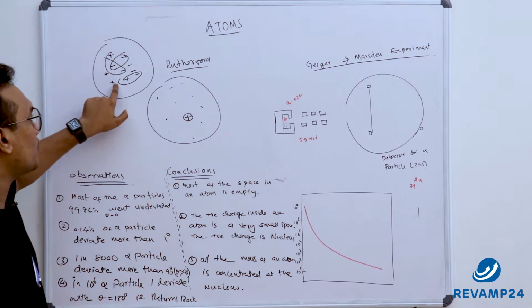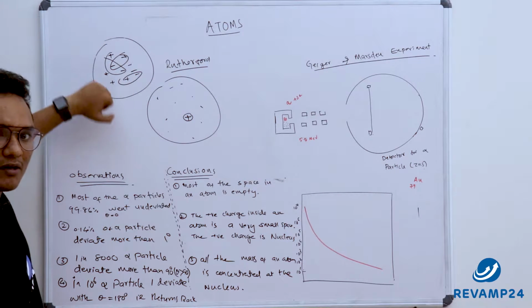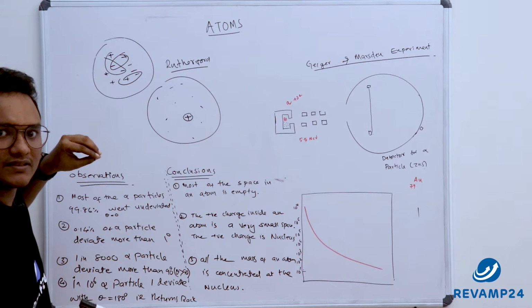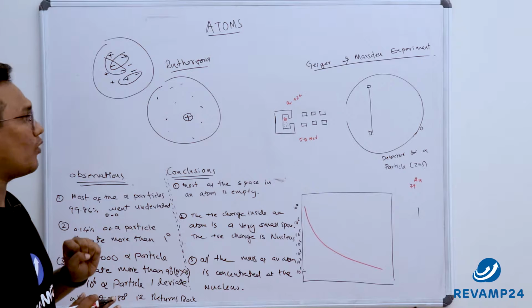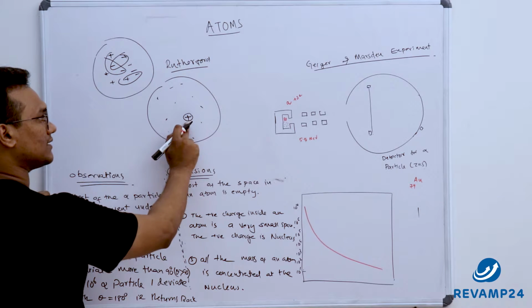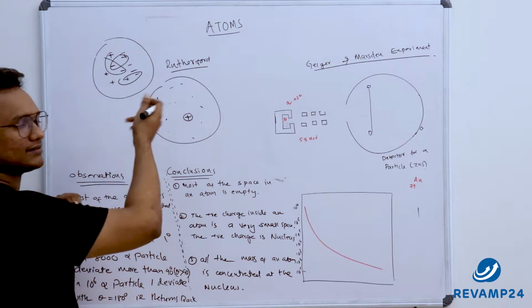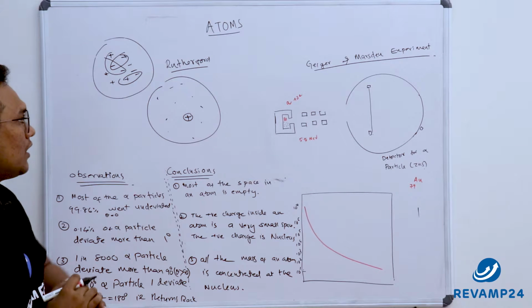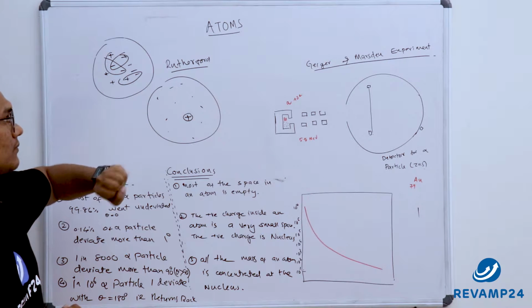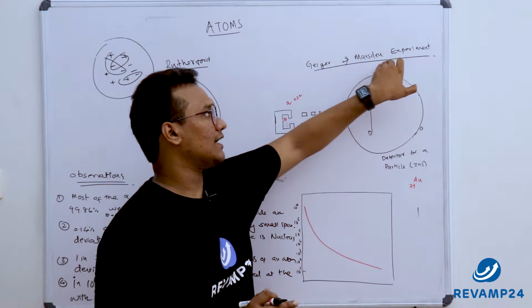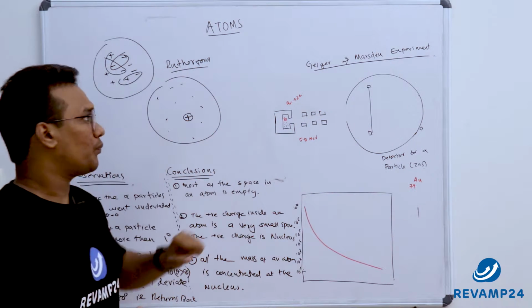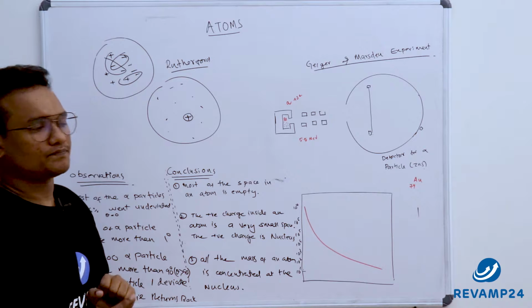In Thomson's model, positive and negative charges are mixed up in a plum pudding model, but according to the Rutherford model, it is not in this way: positive at the center and negative charges, that is electrons, around. Now after many years, his students Geiger and Marsden did an experiment to prove Rutherford's model.